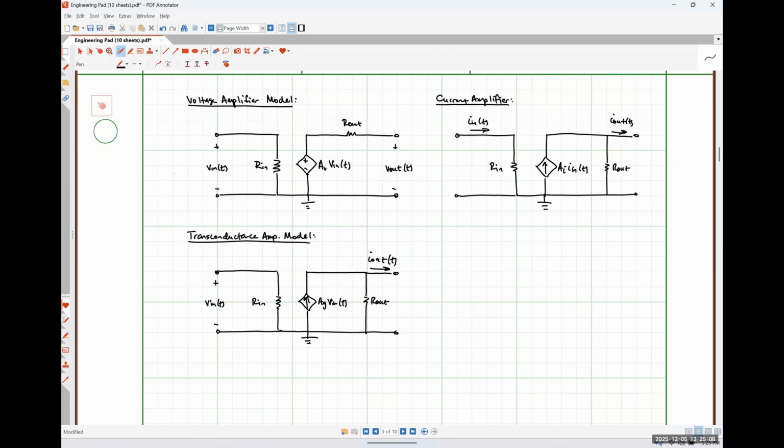And lastly, we have our transresistance amplifier model. And this is going to have the same input side as a current amplifier and the same output as a voltage amplifier.